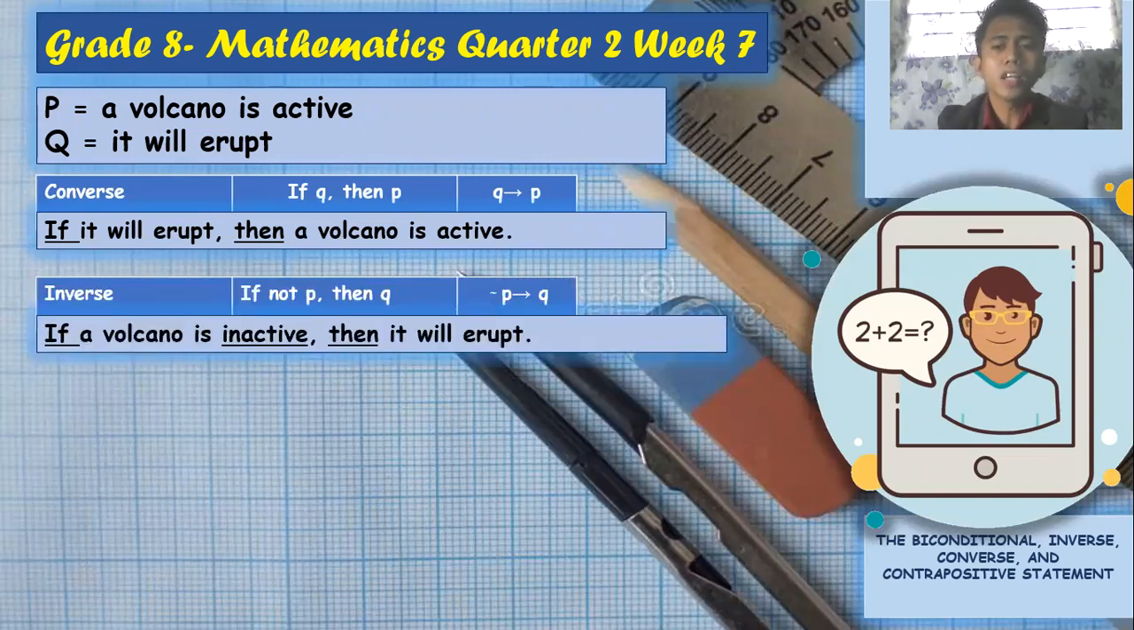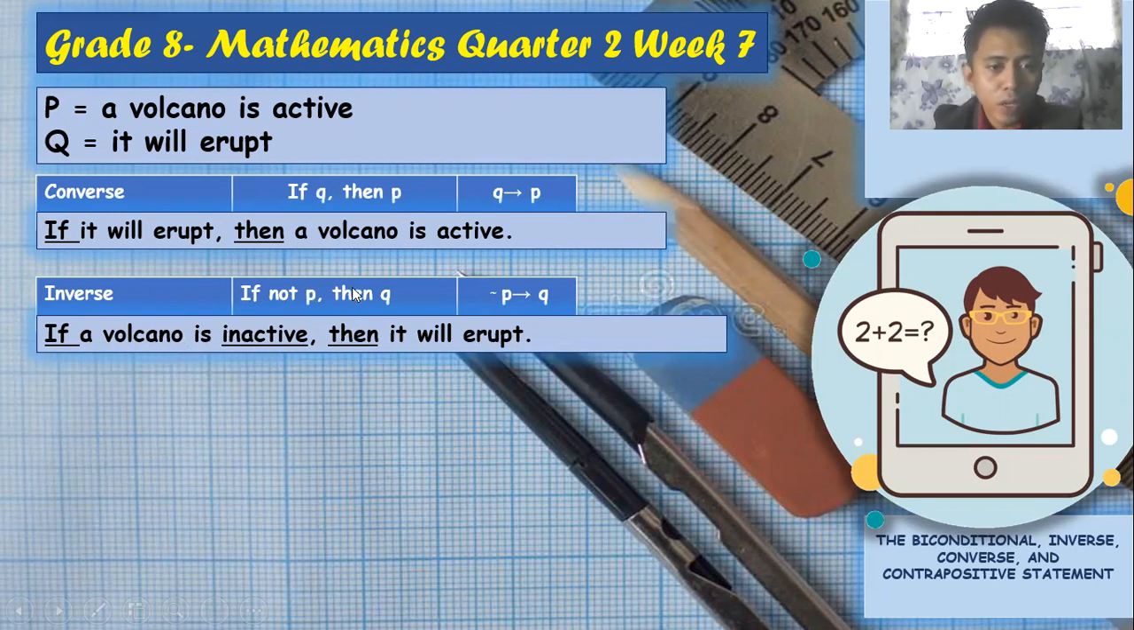Next is the inverse pattern. In the inverse pattern, if not P, then not Q. So we need to get the negation of P. What is the negation, or the opposite meaning, of P? A volcano is active, so the opposite of that is not active, or inactive. That's why we have the negation of P as the volcano is not active. So use the pattern if, followed by not P: a volcano is inactive.